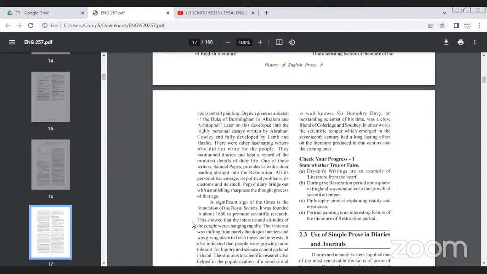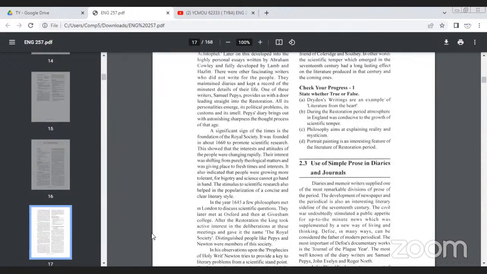A significant sign of the times is the foundation of the Royal Society, founded in about 1660 to promote scientific research. It showed that the interests and attitudes of the people were changing rapidly. Their interest was shifting from purely theological matters and was giving place to fresh interests. It indicated that people were growing more tolerant, and that religion and science could go hand in hand.